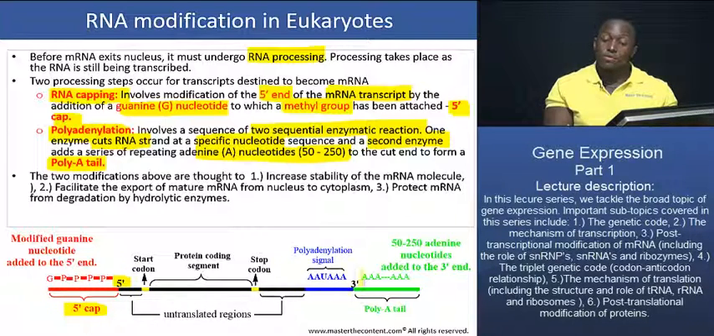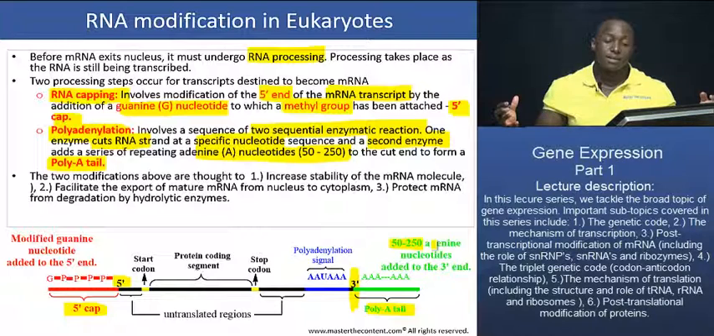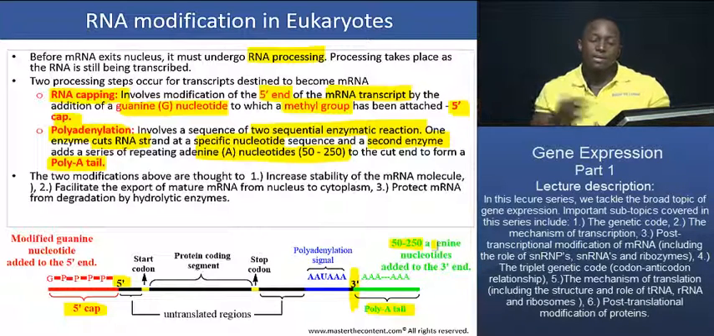Now on the other hand, on the 3' end, what's going to happen is the process of polyadenylation. Two enzymatic reactions will occur. The first one will cut the mRNA transcript to end or complete the process of transcription, and the second enzymatic reaction will add the poly-A tail to that 3' end of the transcript. That tail usually consists of about 50 to 250 adenine nucleotides. So two things are happening. We're changing the structure of mRNA at both ends. We're adding a 5' cap on the 5' end, and we're adding a poly-A tail at the 3' end.